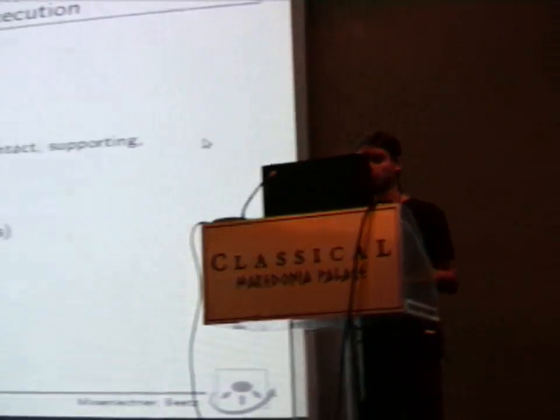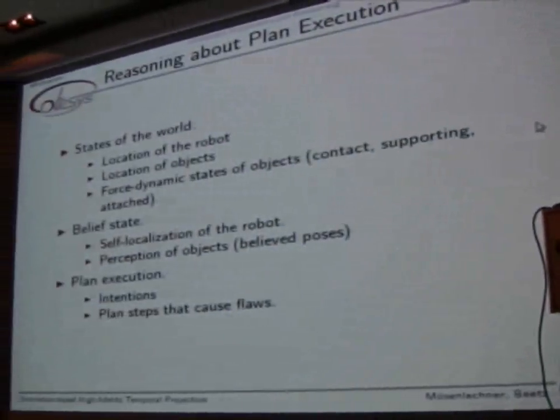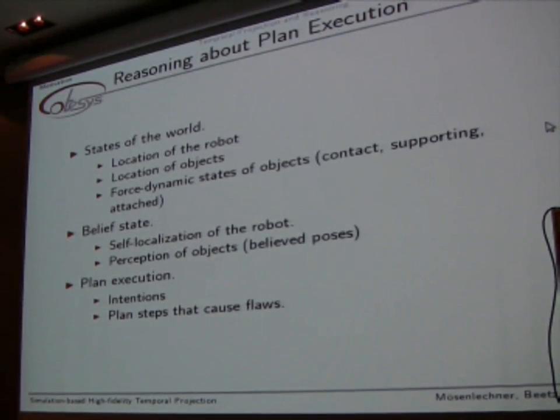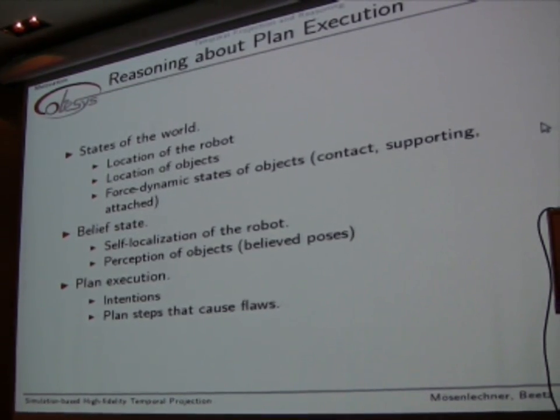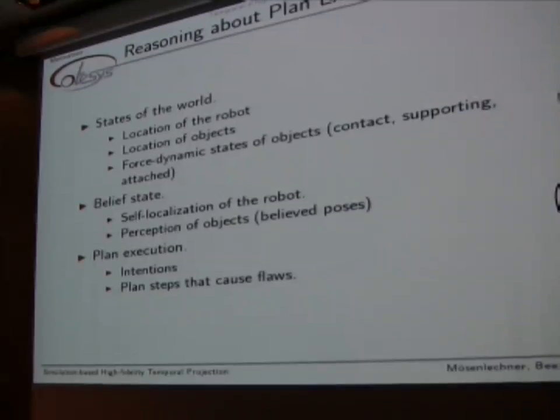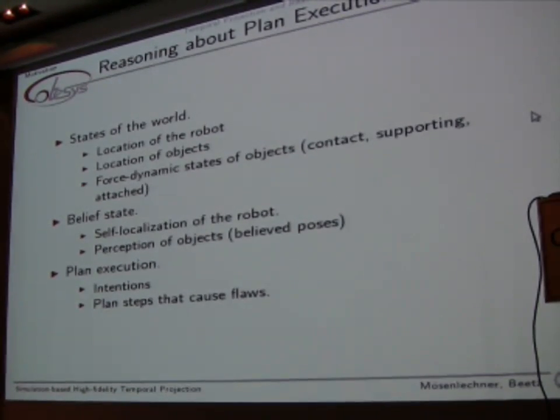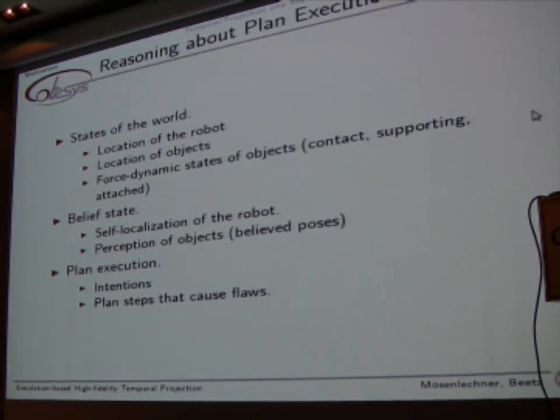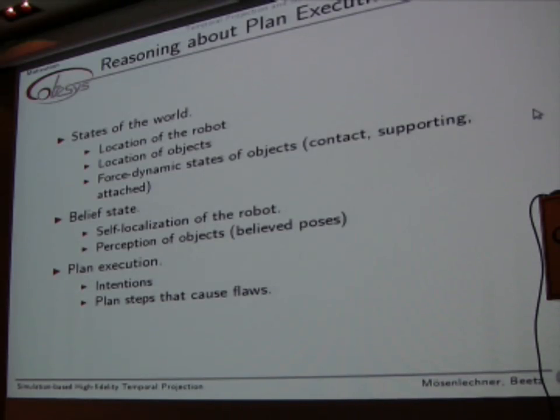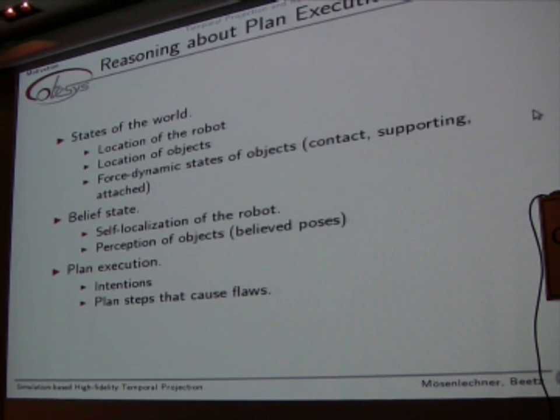And on the other side, we have the robot's belief state. This includes the self-localization of the robot, the perception of objects, the believed poses of objects, and so on. And finally, the third very important component is the plan execution. We not only log what happens in simulation, but we also log the execution of plans.